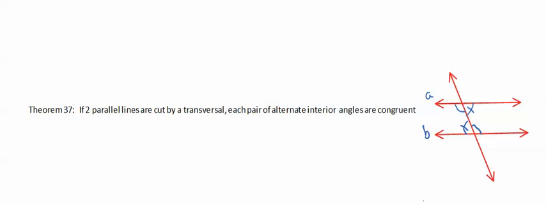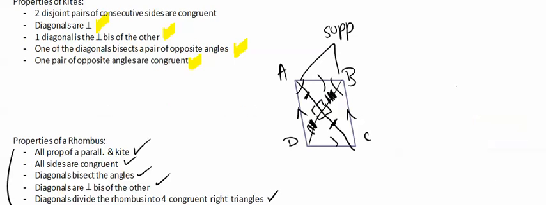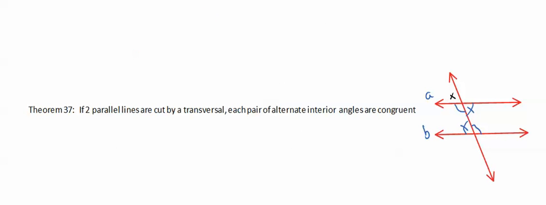Now, based on this theorem, let's think about the next one. Let's say we label this angle x. This angle right here would have to be 180 minus x, since they're supplementary to each other. This angle would have to be x, since they're vertical angles. And then this angle in here would have to be 180 minus x. And based on Theorem 37, that alternate interior angles are congruent, this would have to be x, 180 minus x, and 180 minus x as well.